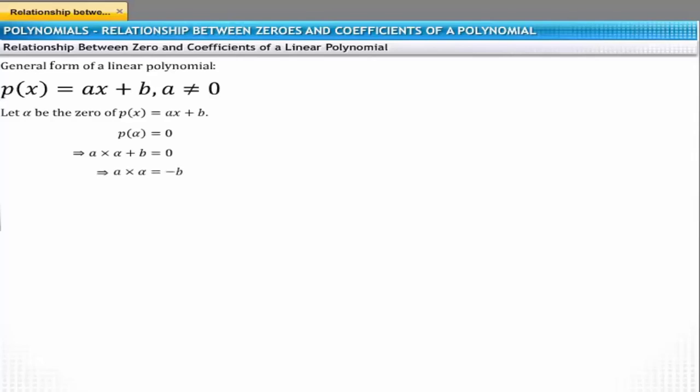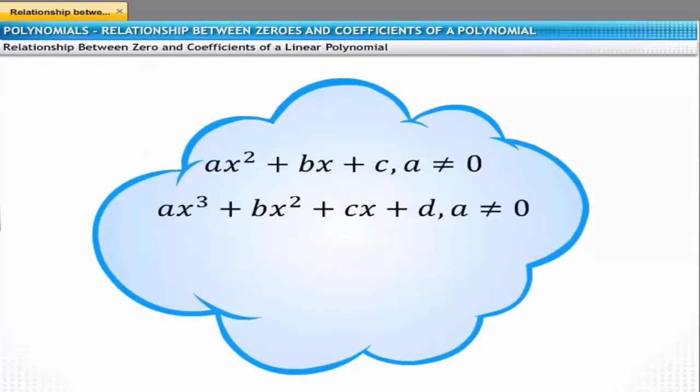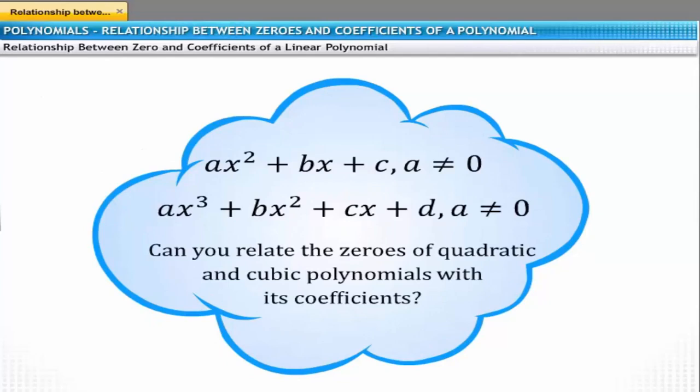On simplifying this expression, we get alpha is equal to -b/a. Here b is the constant term and a is the coefficient of the variable x of the linear polynomial. This equation defines the relationship between the zero and the coefficient of the linear polynomial. Next, we'll discuss the relationship between the zeros of quadratic and cubic polynomials with its coefficients.